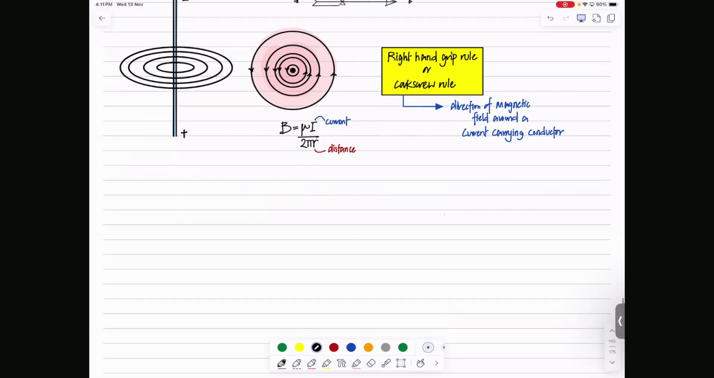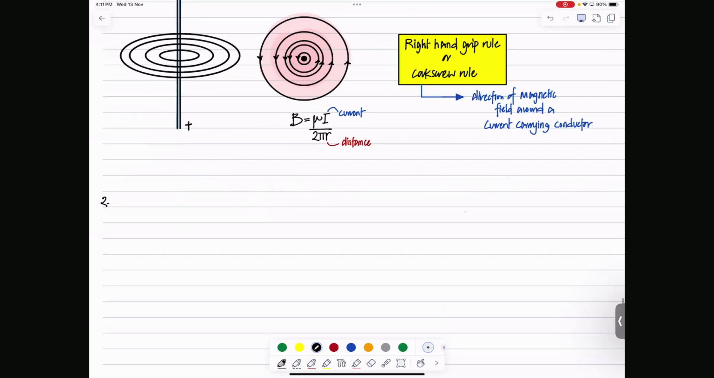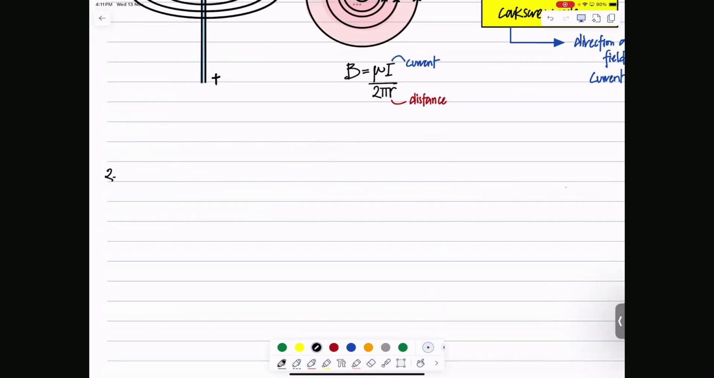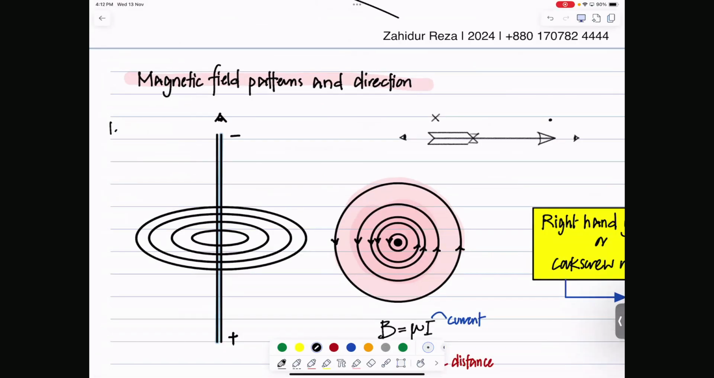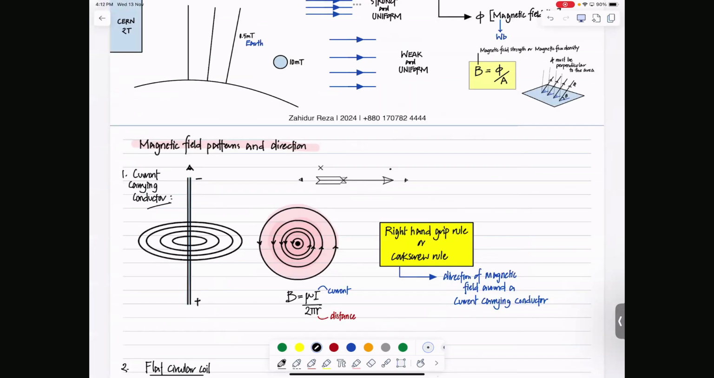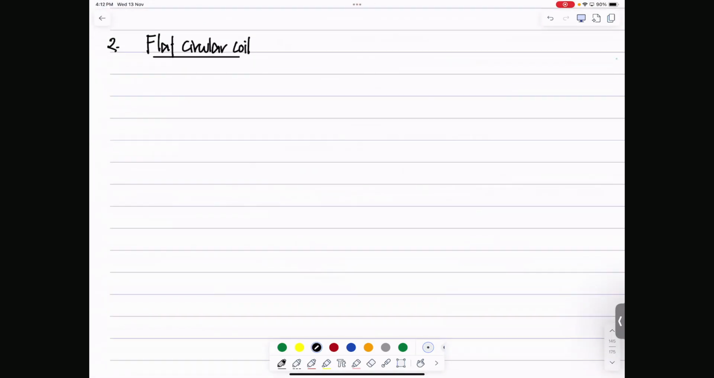Today, number 2 was in O level, but we didn't focus on it. It's called a flat circular coil. What is the magnetic field pattern going to look like for a flat circular coil? This is a current carrying conductor. Right, so how is the magnetic field pattern going to look like for a flat circular coil?